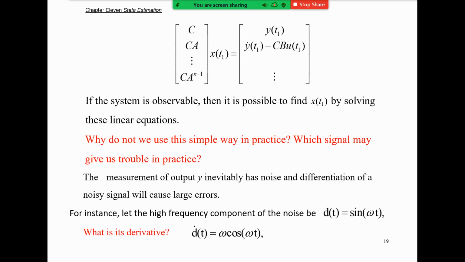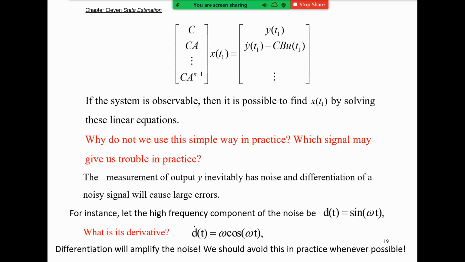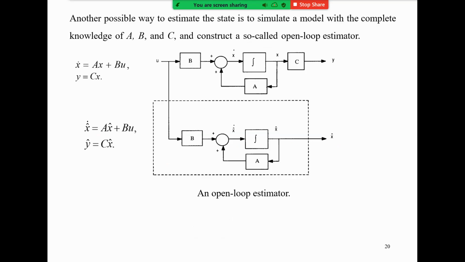So always, from signal processing, we know you normally want to avoid the usage of differentiation of something because it can magnify the noise. The differentiation operation will magnify the noise. That's not what we want. So we don't want to use the derivatives of the output. Is that clear? Therefore, we have to find some other ways.